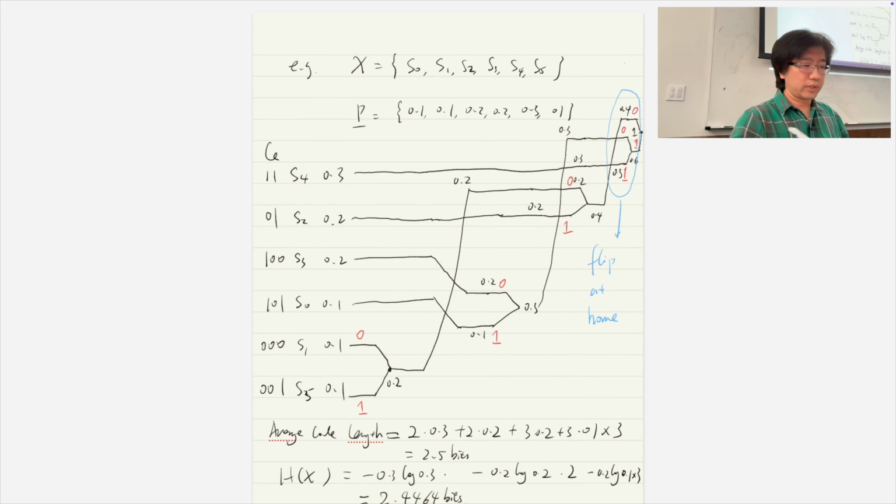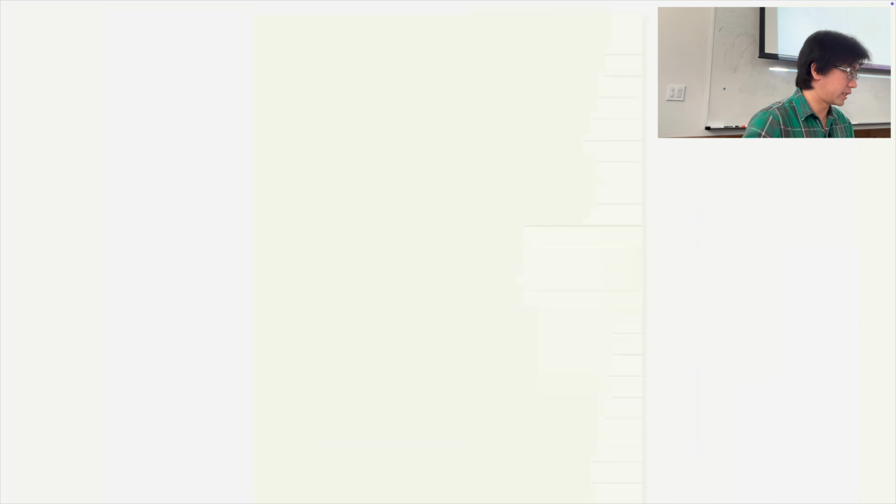The point is that if you see this number and this number, you can see they are much closer than before. One is 2.5, the other one is 2.4464. Hopefully you're convinced: if we have more source symbols, the performance could be better. Great, we have 3 minutes. Let me introduce the more general case.